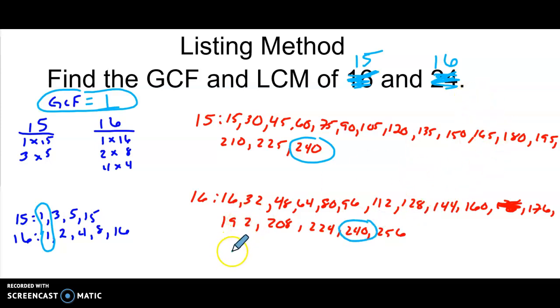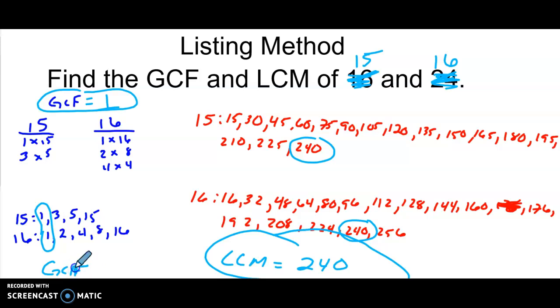The LCM of 15 and 16 is 240. Holy moly. Now, so your GCF is 1 and your LCM is 240. Now, I'm going to teach you a shortcut, but ladies and gentlemen, this is the whole reason I want you to see sometimes it takes forever to get to the LCM, all right?